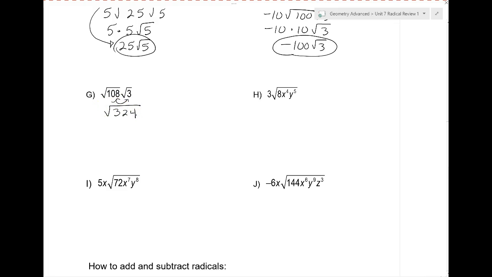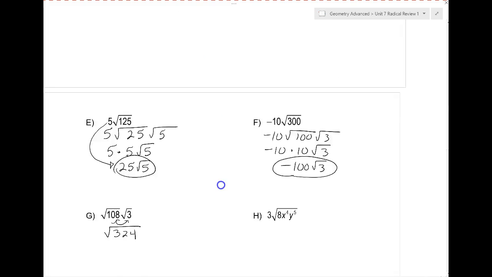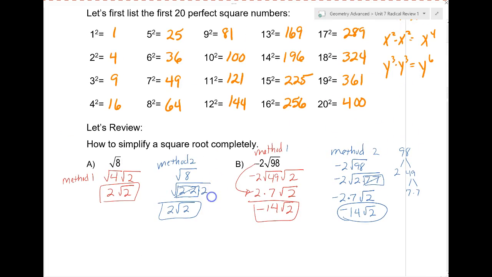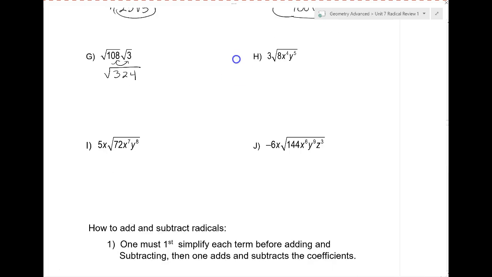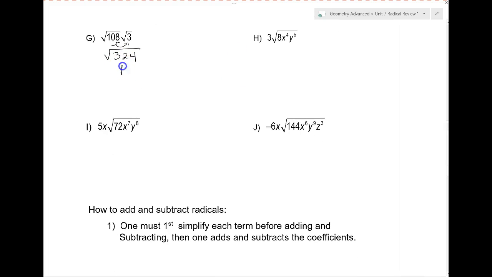324. Now, here's the cool thing. The square root of 324 is a perfect square number. Now, it's because I have these memorized. It's pretty quick. But if you go back up here, oh, look. Square root of 324 is going to be what? Yep, 18. So after I multiplied together, it actually made it a perfect square number. So that was pretty cool.